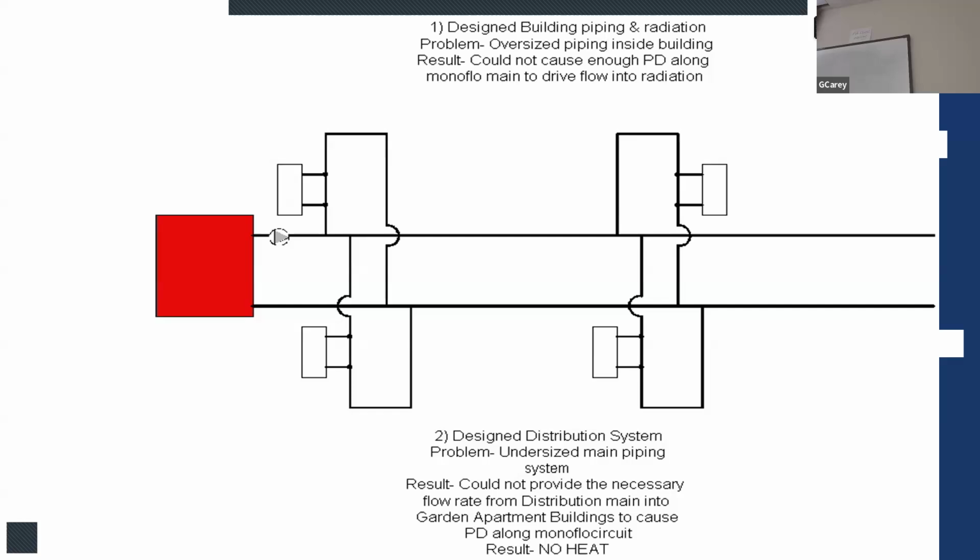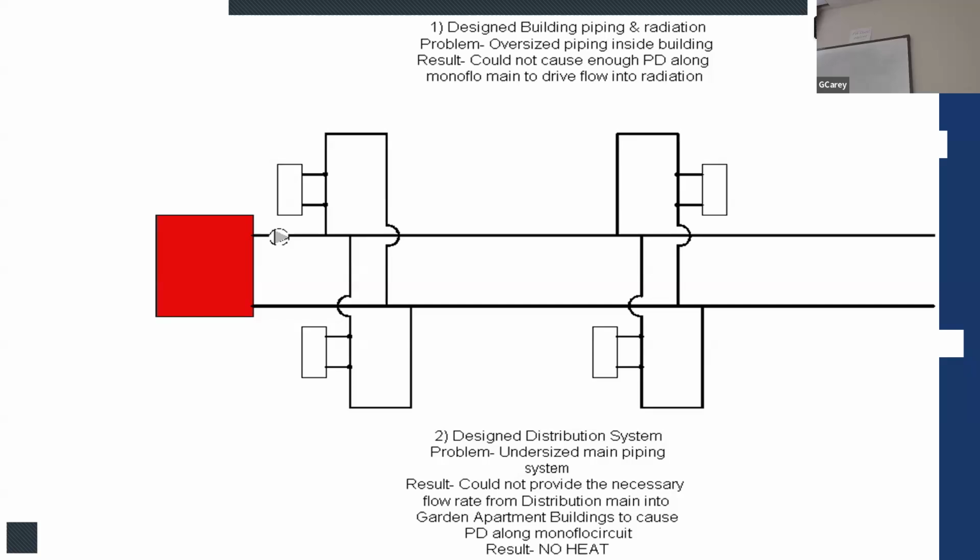And what had happened was they had two engineering firms that were designing the system because the project was so big. So they had one engineering firm that was responsible for the building, piping, and radiation. So once they got inside each of these 10 buildings, they did the piping and the radiation. And they oversized the piping by mistake.